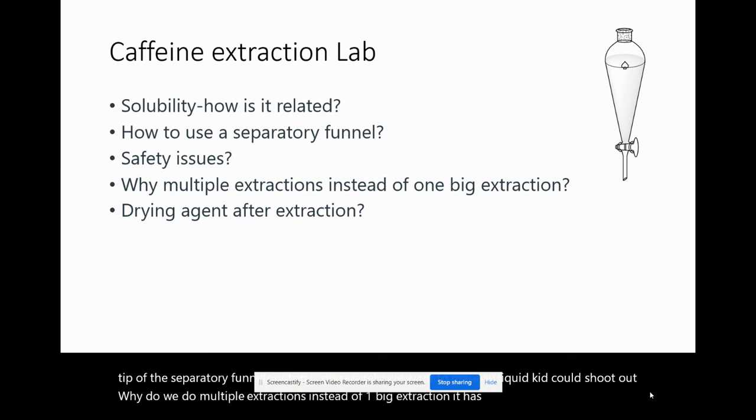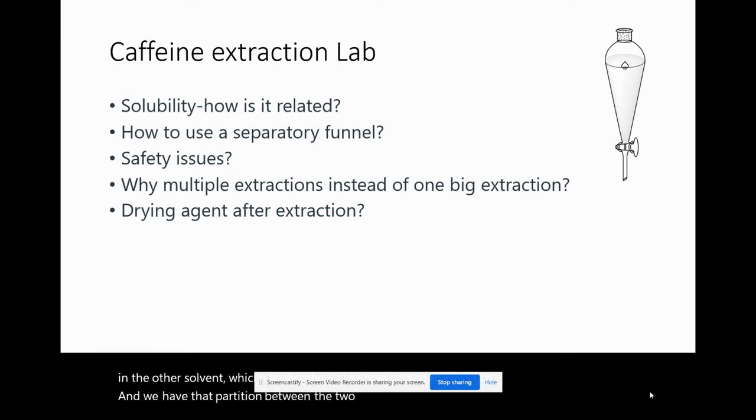Why do we do multiple extractions instead of one big extraction? It has to do with the partition of the material. We'll get some to dissolve in the solvent, and some is going to dissolve in the other solvent, which in this case was water. And we have that partition between the two.